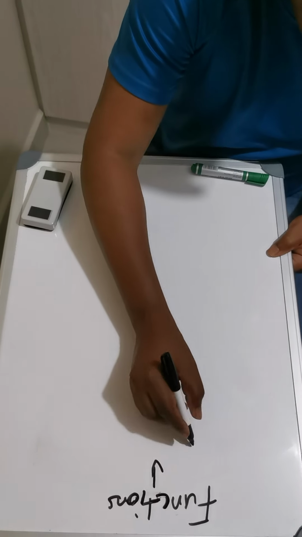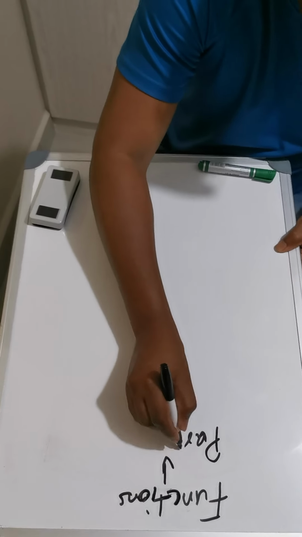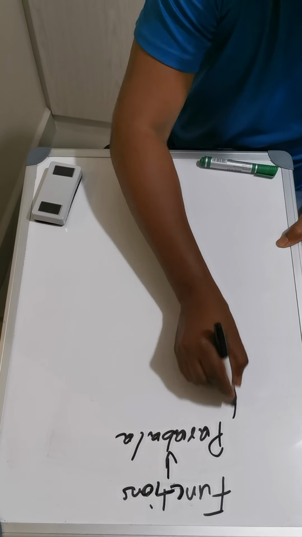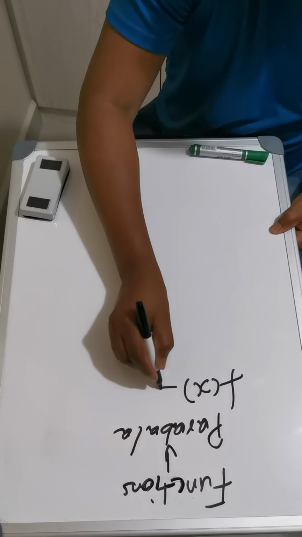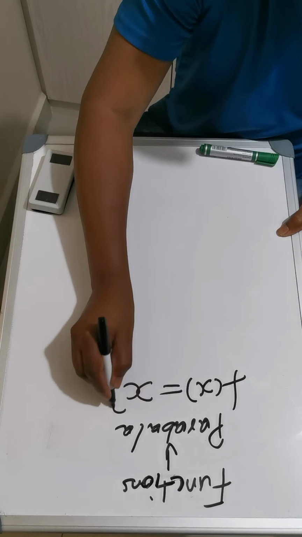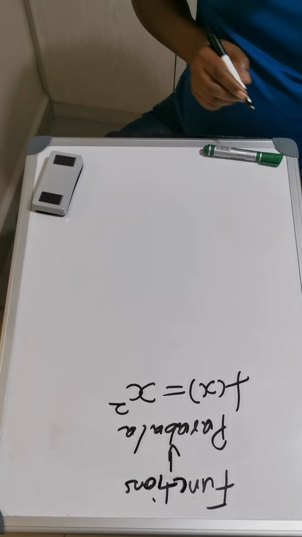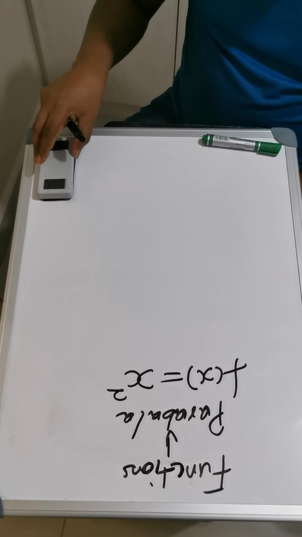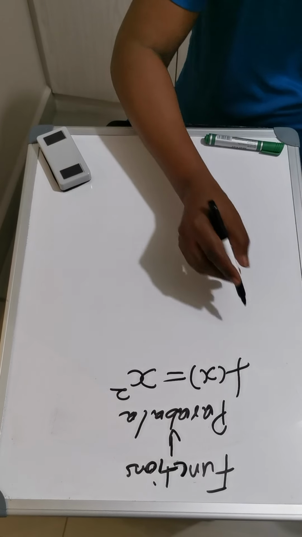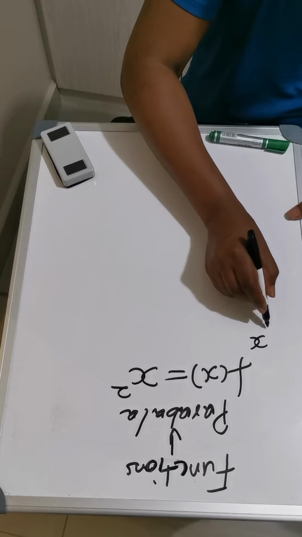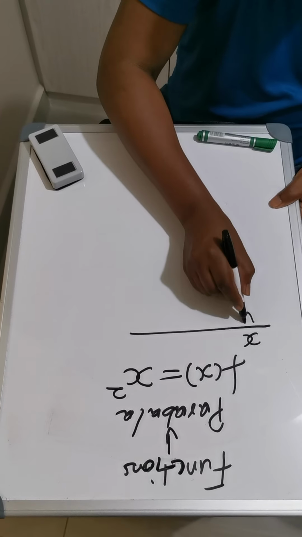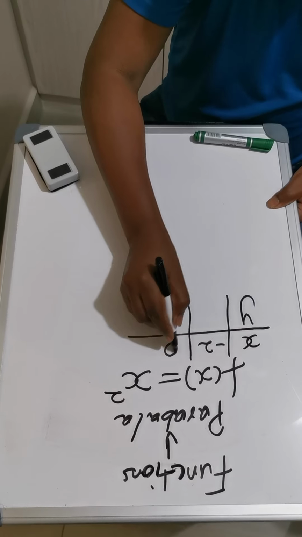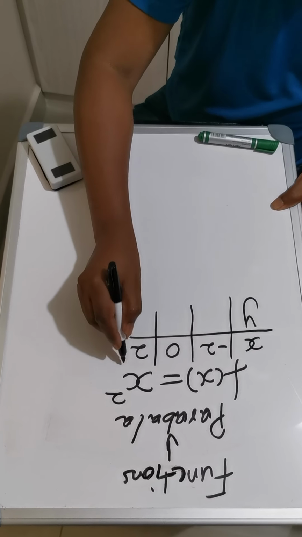Still on functions, but now I want us to look at what we call the parabola in more detail. Let's say you are given f of x equal to x squared. Then the question says sketch this graph. Obviously, if you want to sketch this graph, you can use the table method. Right, let's put negative 2 here, 0 and 2.